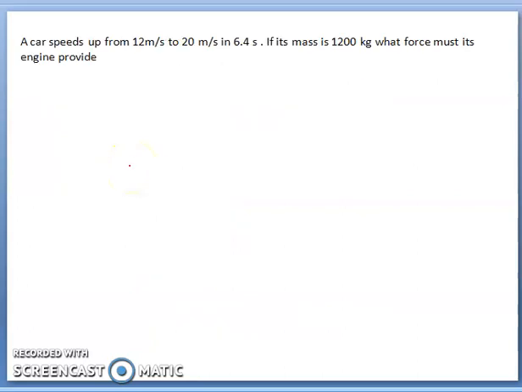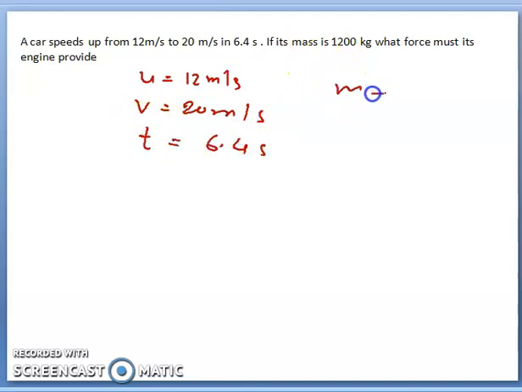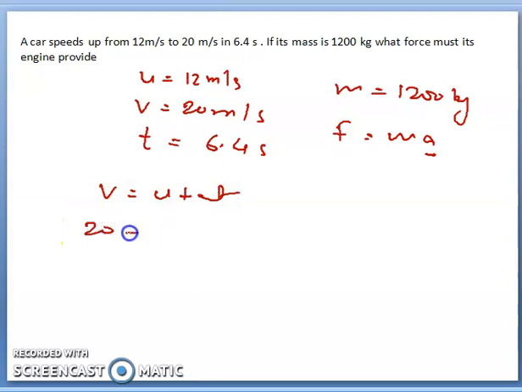A car speeds up from u = 12 meter per second to v = 20 meter per second in time 6.4 seconds, and the mass is 1200 kg. So we know force equals mass times acceleration. Mass is already given, a we need to find out. We know v = u + at, where v is 20, u is 12, a we don't know, and time is 6.4. So 20 minus 12 is 8, and 8 upon 6.4 equals a.